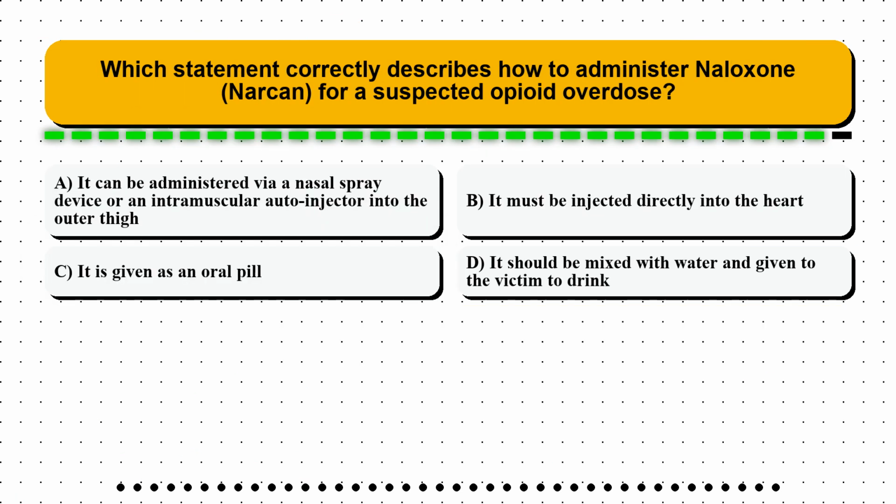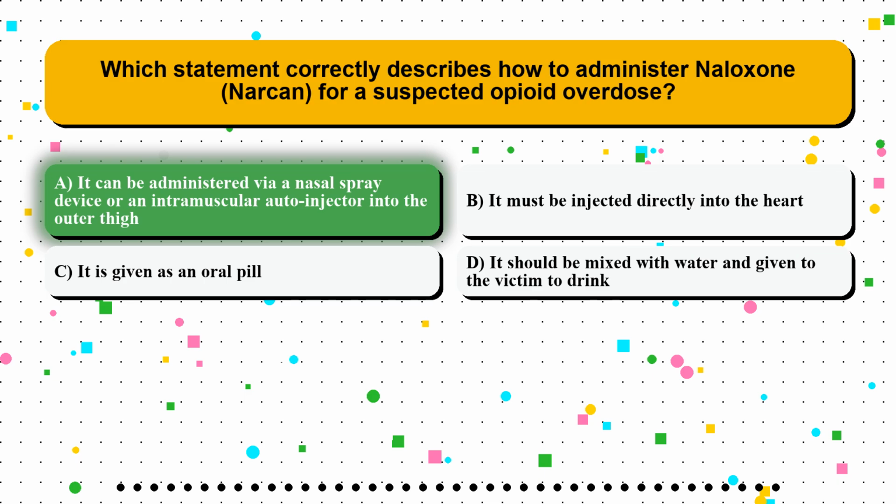Question 25. Which statement correctly describes how to administer naloxone, Narcan, for a suspected opioid overdose? Option A. It can be administered via a nasal spray device or an intramuscular autoinjector into the outer thigh. Option B. It must be injected directly into the heart. Option C. It is given as an oral pill. Option D. It should be mixed with water and given to the victim to drink.